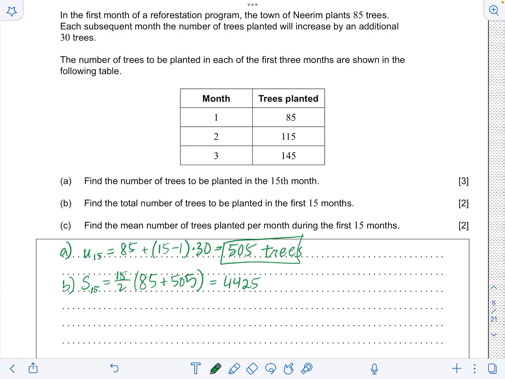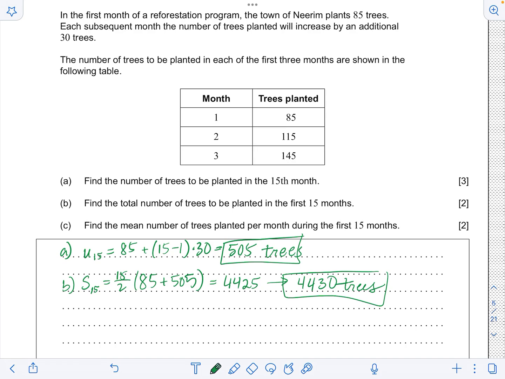4,425, but again, IB suggests that we round to 3 significant figures. You can leave the exact answer, but you can always round to 3 significant figures if you'd like to. So both of those, 4430 trees or 4425, would be accepted, but I'll write it with three sig figs.